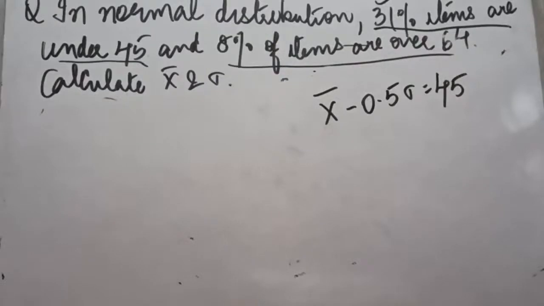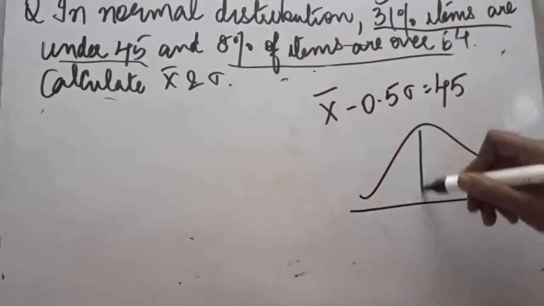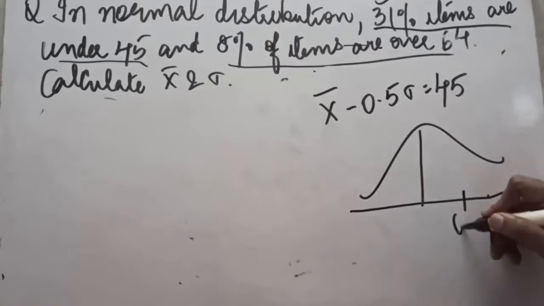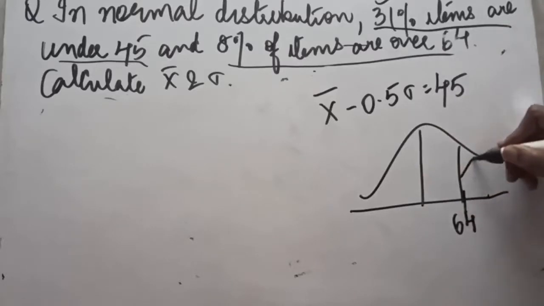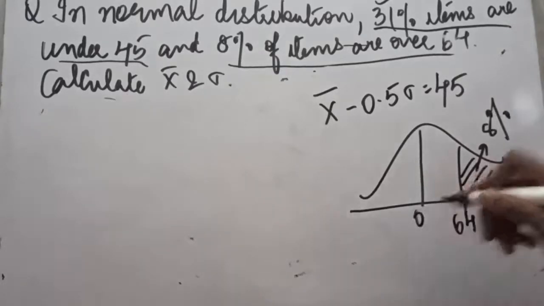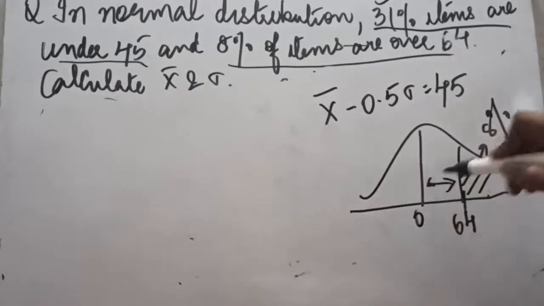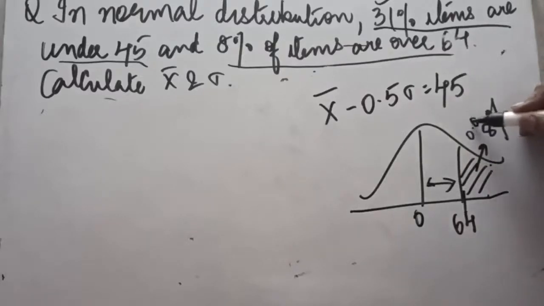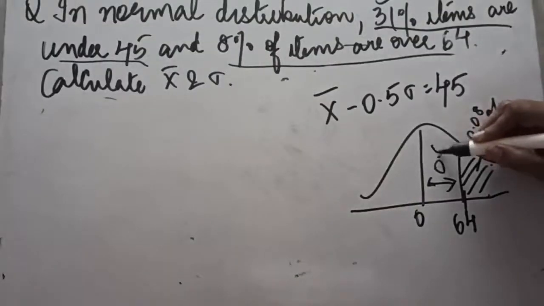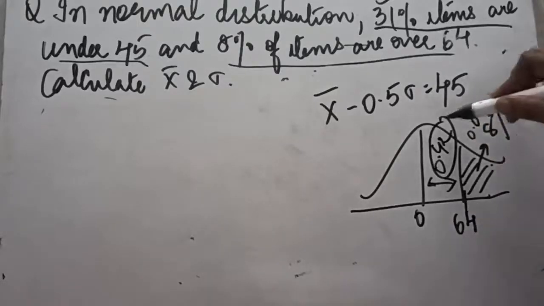Now we are going to follow the same process for the second part of our question also. So what is the second part? 8% of the items are over 64. So if we locate this on our table, 64 will be on this side. We have to say that 8% of the items are over this. So this will be 8%. But if we have to see this value from the table, this is 0.08. So what is this value? So this will be 0.5 minus 0.08, that is 0.42.